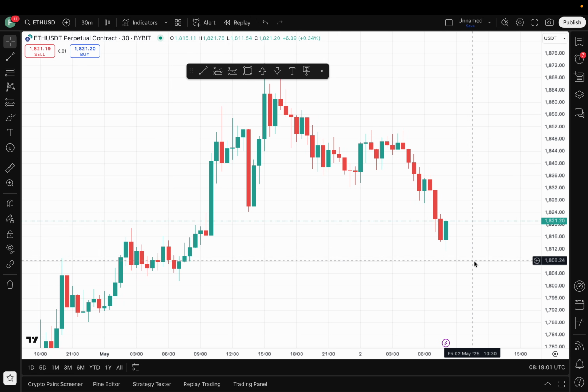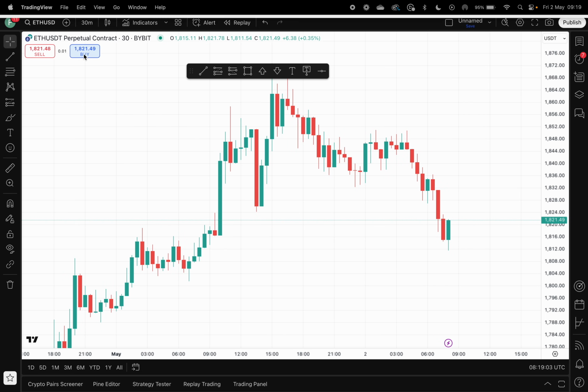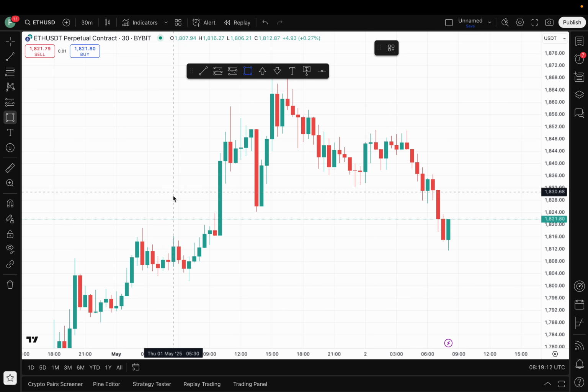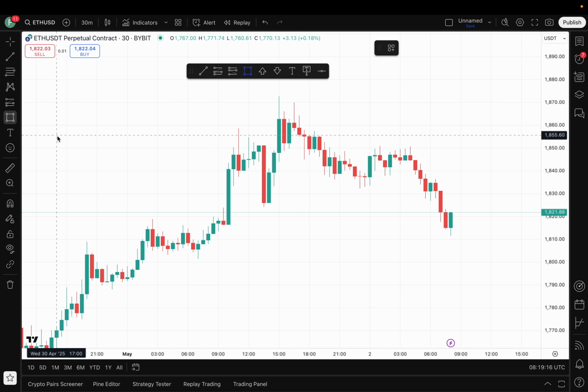So let me just go ahead and draw my support and resistance right here. To draw your support and resistance, I love to use the rectangle line so much. Sometimes I use the line, but I love the rectangle line. So just select the rectangle line right here, and let's draw our support and resistance in multiple places. I'll just go ahead and do that.